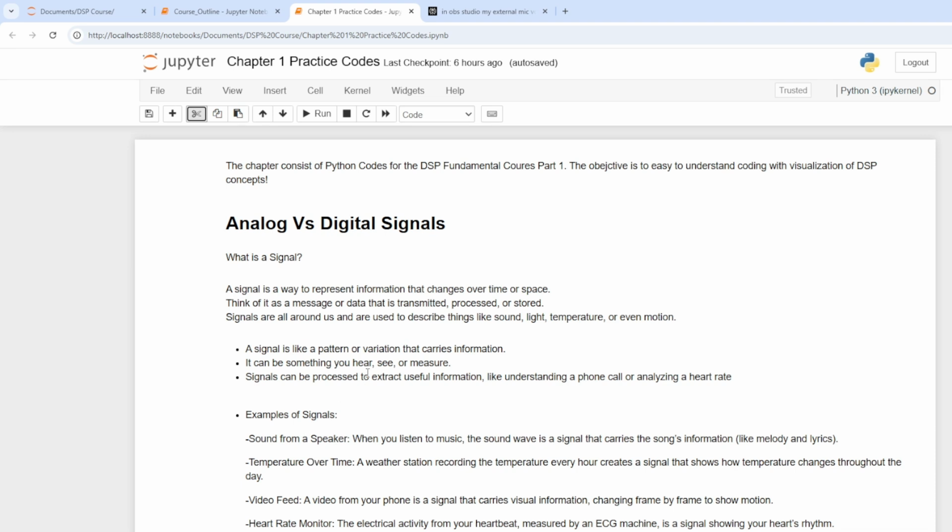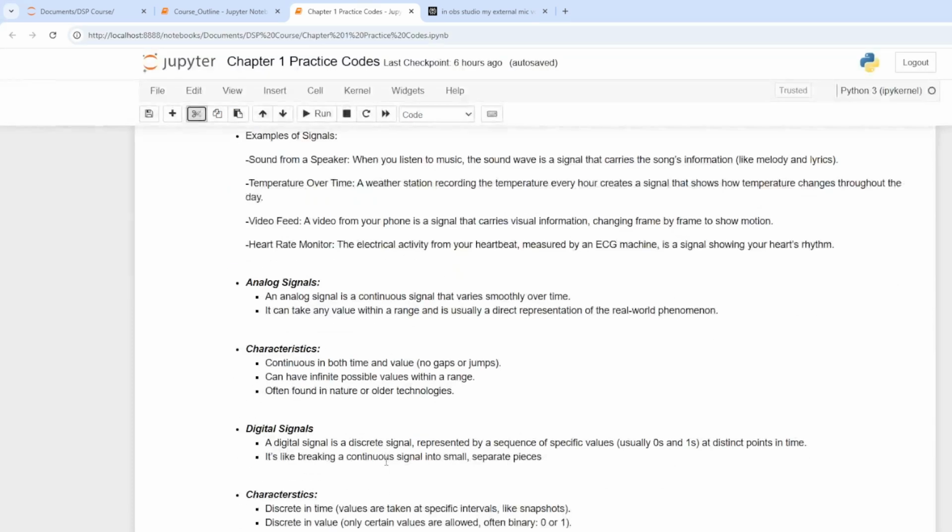And it could be something that you can hear in the form of sound, your voice, or it could be something that you can see in the form of an image, or a video, or something you can measure. So signals are really important, as they can be processed, and we can extract and learn meaningful information from them. There are several examples which I've already quoted down here. Now let's look at some general characteristics of signals.